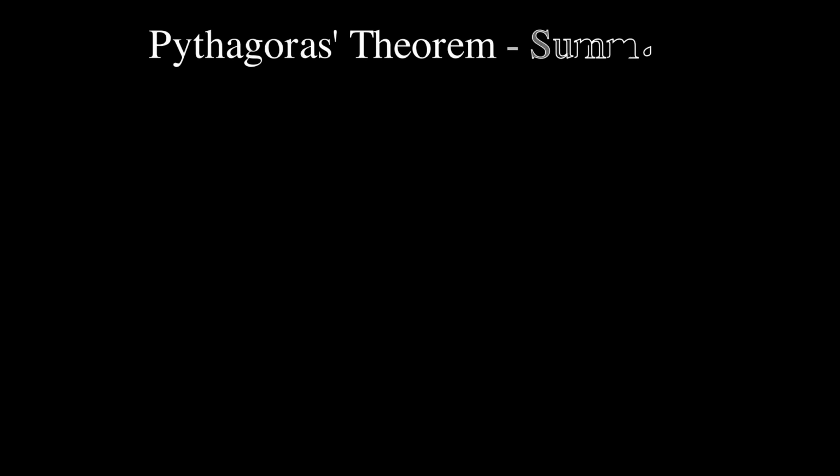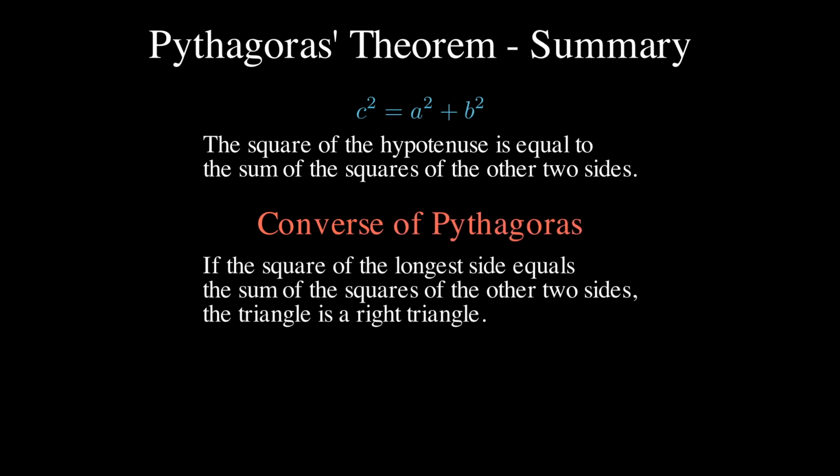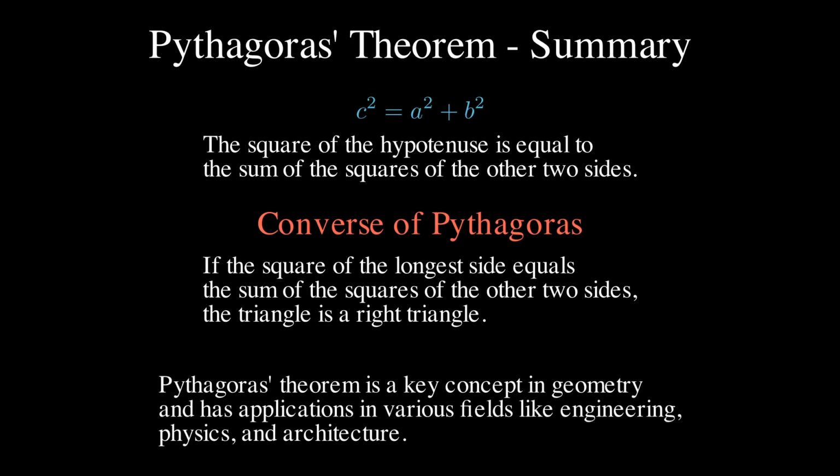So in summary, we know the formula is c squared is equal to a squared plus b squared. And we know the converse is basically a way of proving this: if the square of the longest side is equal to the sum of the squares of the shorter sides. Pythagoras' theorem is key in many scientific areas.